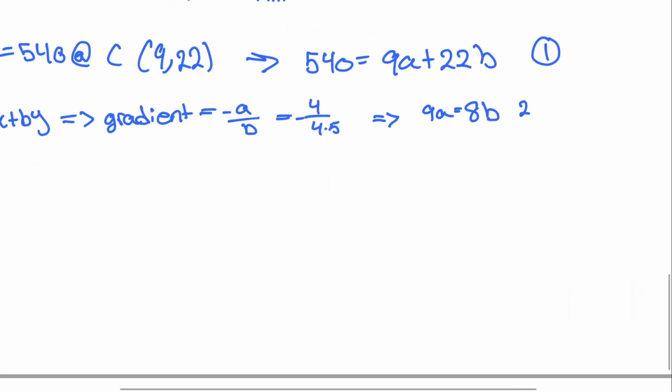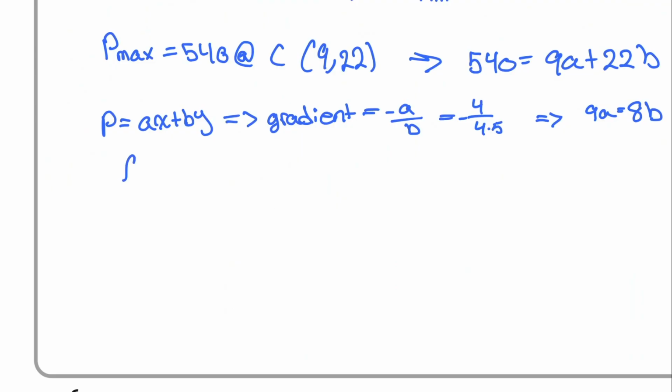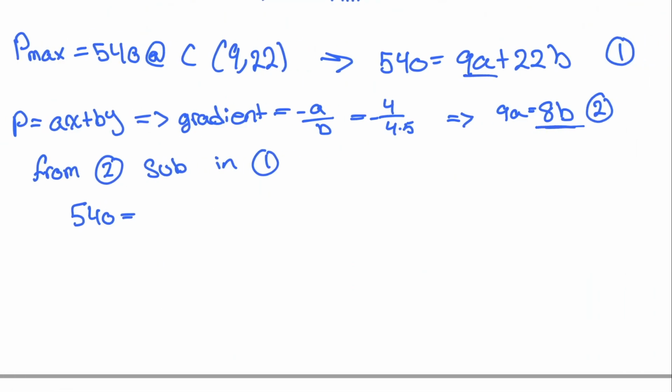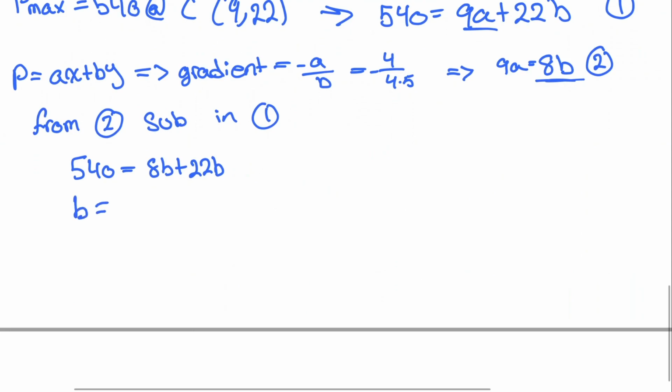Now this is our second equation, and we can plug this inside our first equation. So from 2, sub into 1, that's going to be 540 equal to 9A. We already know that 9A is equal to 8B, so we can sub that in. That's going to be 8B plus 22B. So we get that B is equal to 540 over 30, and the value of B is equal to 18.